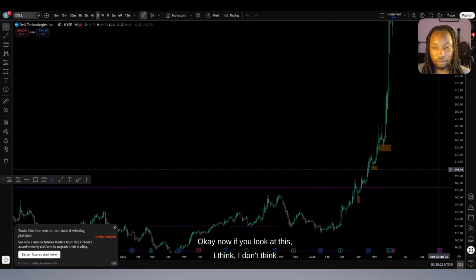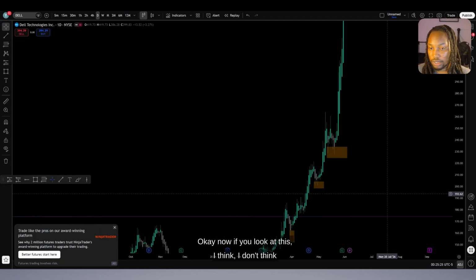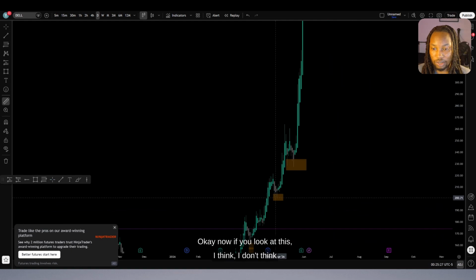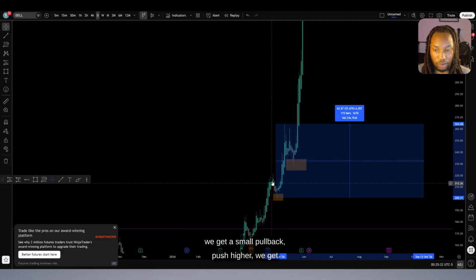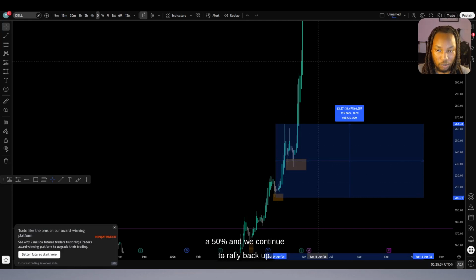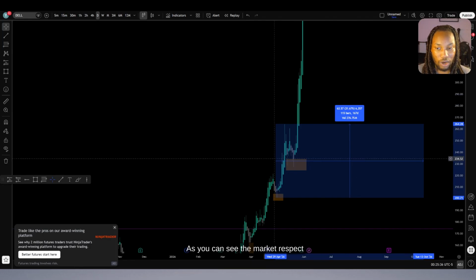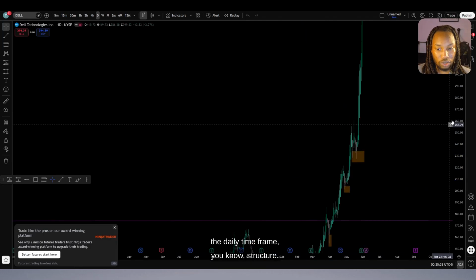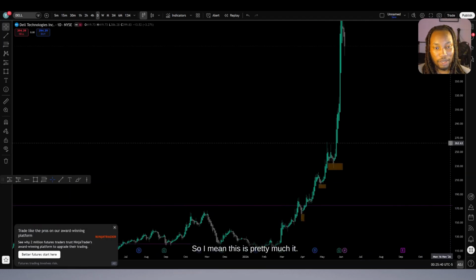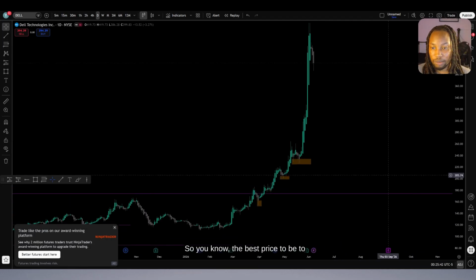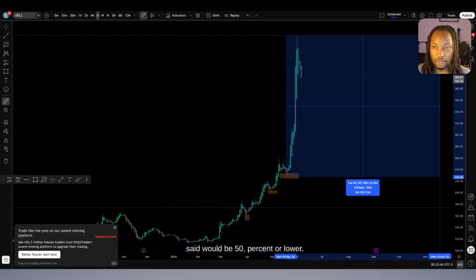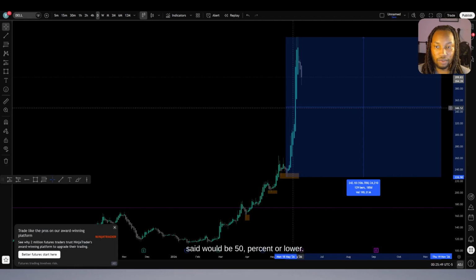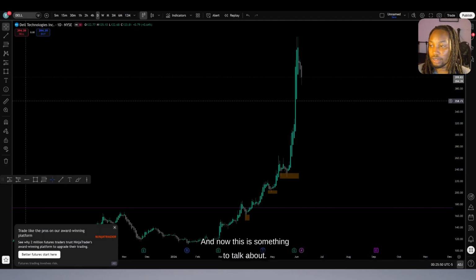Now if you look at this, I don't think this is a 50%. Or look at that, it is a 50%. So this is valid because we get a small pullback, push higher, we get a 50%, and we continue to rally back up. As you can see, the market respects the daily time frame structure. So this is pretty much it. The best price to buy Dell on the daily time frame, like I said, would be 50% or lower.